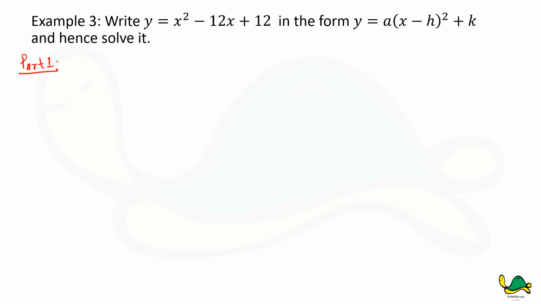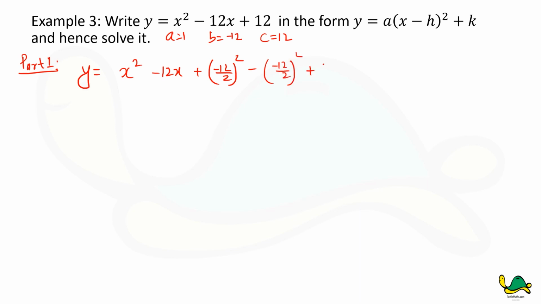So we will start with, here my a is equal to 1, my b is equal to negative 12, and my c is equal to 12. So let's see. We'll start with halving our b and adding and subtracting its square from the quadratic function. So I will have x square minus 12x. I will add (minus 12 over 2) square, and I will also subtract (minus 12 over 2) square from our given quadratic function.